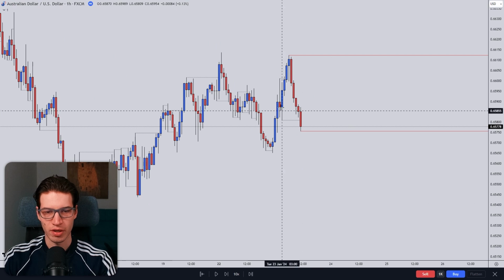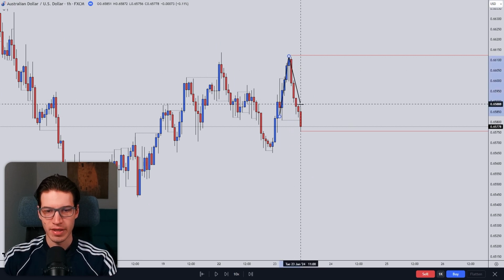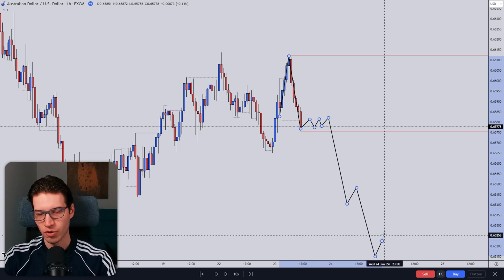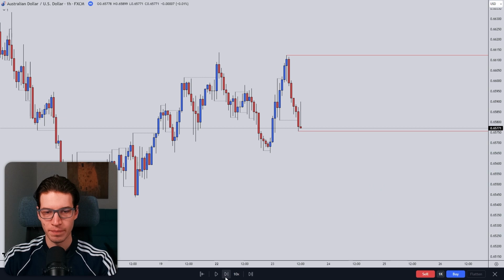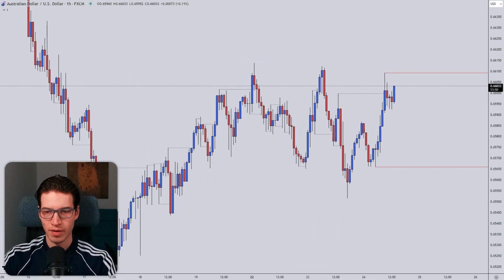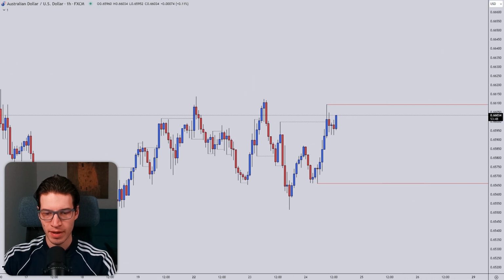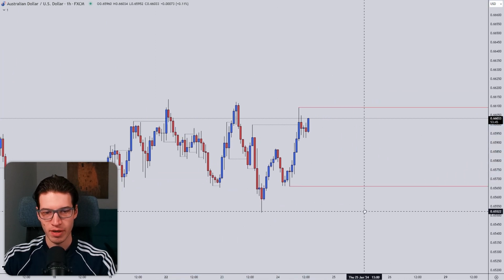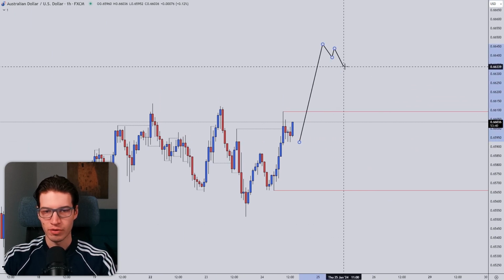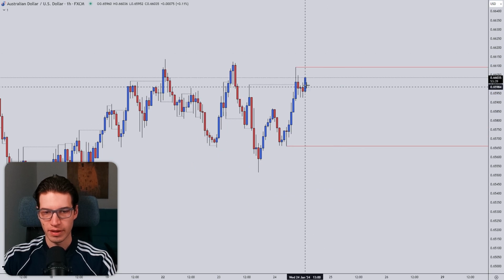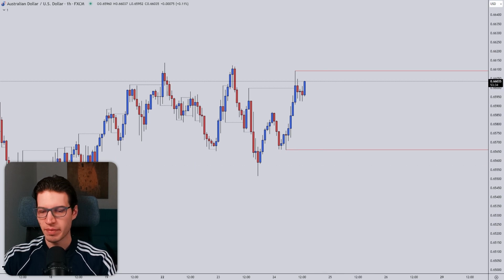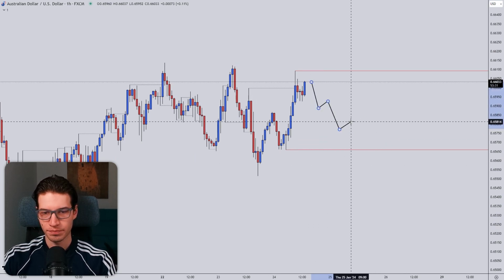This was a clean V reversal in my opinion. Nice leg up, nice leg down. I was expecting it to go down, show me a nice downtrend. Unfortunately, that did not happen. So we just ranged around, and yeah, now we're stuck in this general area. So what I'm looking for is a breakout to the upside or a breakout to the downside like this. That is what I'm looking for on the Aussie and US dollar. I'm expecting more range bound price action.